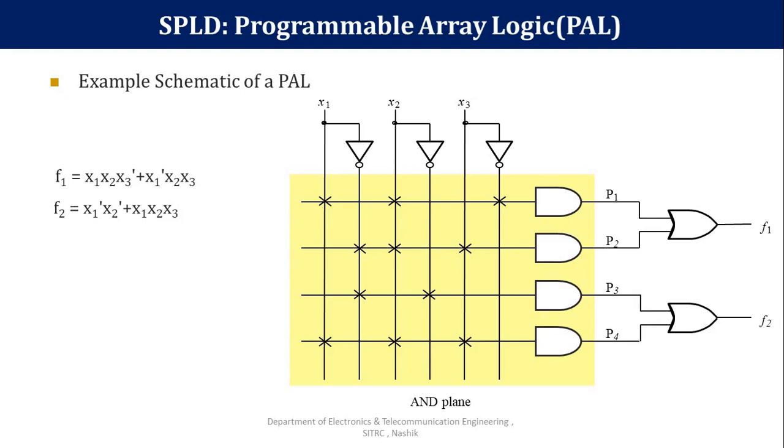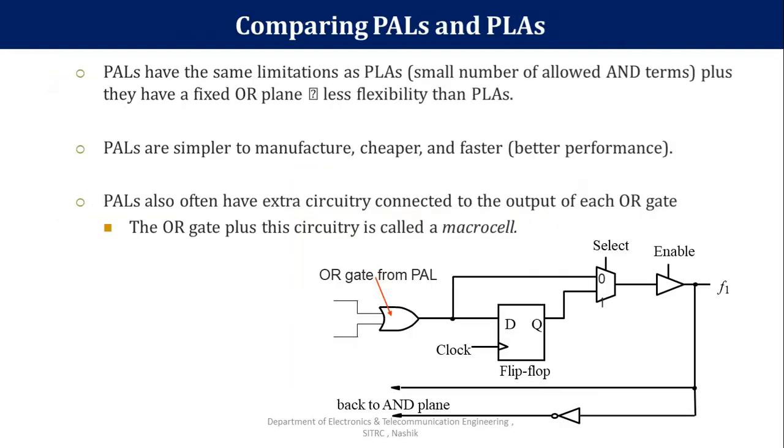Here you can see that only 2 OR gates are present in the OR plane, means it will generate only 2 functions. We cannot generate more than 2 functions. And these 2 OR gates have only 2 inputs. Again, these are dedicated connections. Hence 2 product terms we can apply at a time to 1 OR gate. Hence these are the limitations.